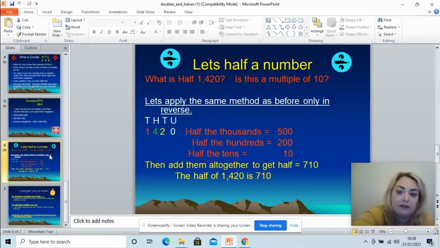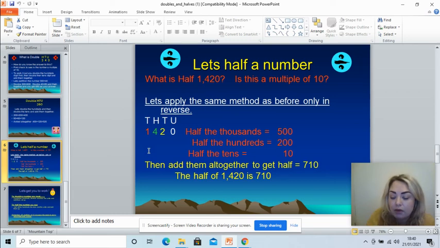Now, when we halve a number, we do a reverse. Remember, we talked about the reverse operation or inverse operation last week, which is very similar to reversing. So if we had the number 1420, we do the same thing. We split that number up. So we've got 1000, we've got 400, we've got 2 tens, which would be 20, and we've got 0 units. Now, easy. All we've got to do is split them in half, working from the thousands.